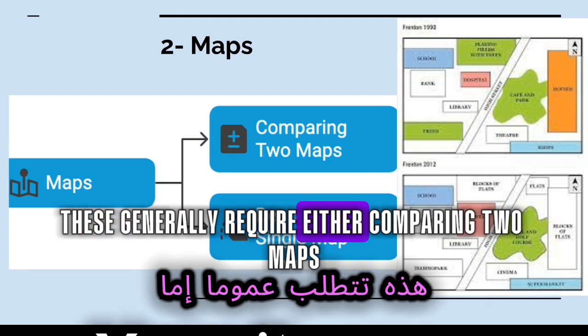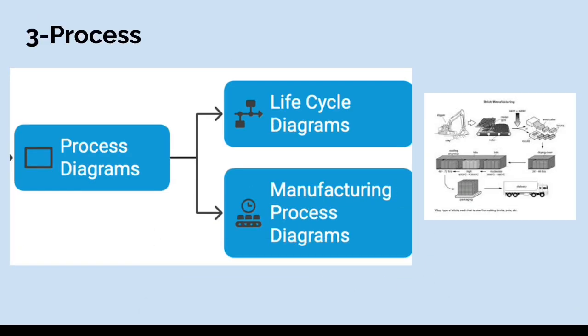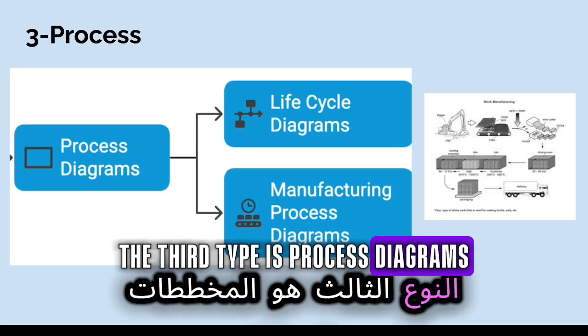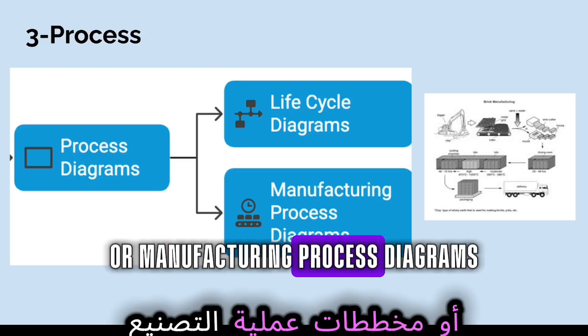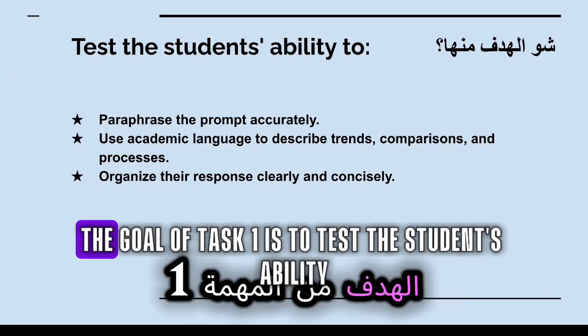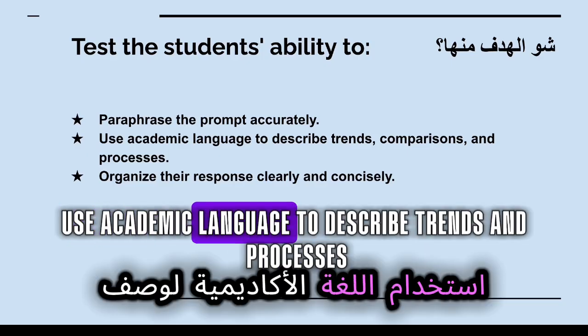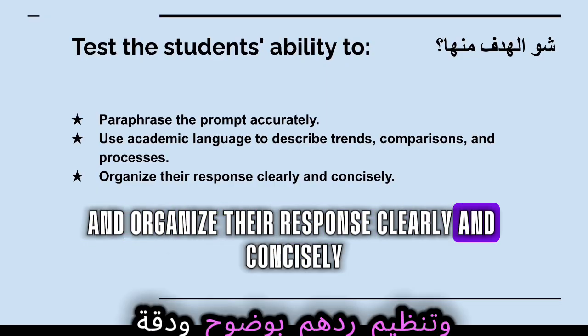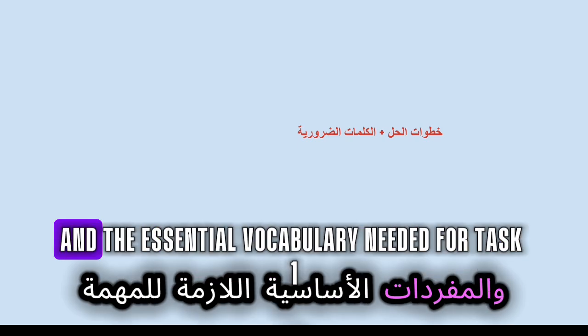These generally require either comparing 2 maps or describing a single map. The third type is process diagrams, which can be life cycle diagrams or manufacturing process diagrams. The goal of Task 1 is to test the student's ability to accurately paraphrase the prompt, use academic language to describe trends and processes, and organize their response clearly and concisely. Now let's explore the solution steps and the essential vocabulary needed for Task 1.